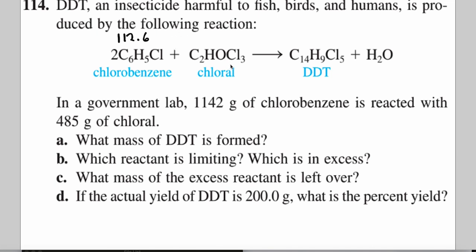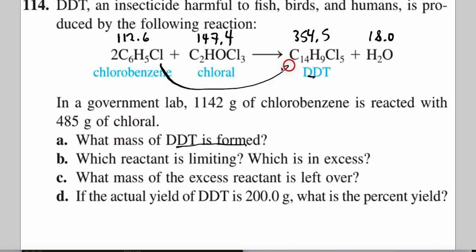The molar mass of this, when you calculate it out, would be 147.4. And the molar mass of the DDT is 354.5. Those are basically the molar masses. Water's 18, but we don't really use water in this. Now keep in mind, it is a limiting reactant problem, and when they ask you what mass, it's the theoretical yield, so they're asking us about DDT.